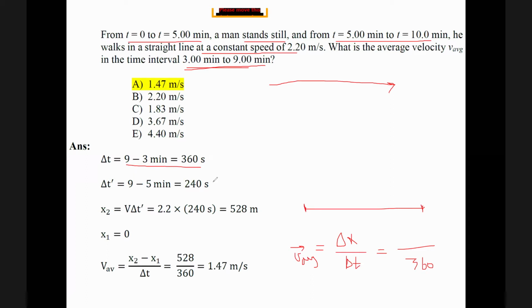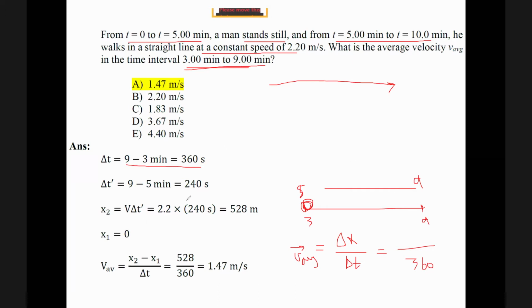Between 3 minutes to 9. From second 3 to second 5, the man is standstill. No change. Because he said from 0 to 5 is standstill. So from 3 to 5, he is standstill. So no movement. Then I need from what? From 5 until 9.